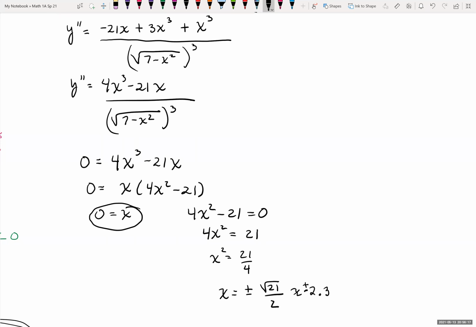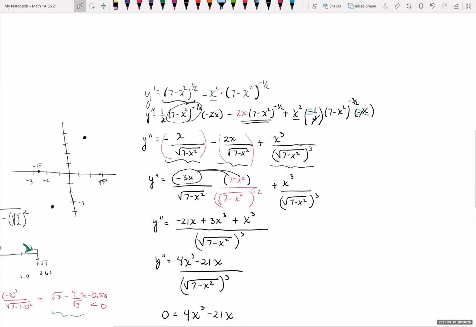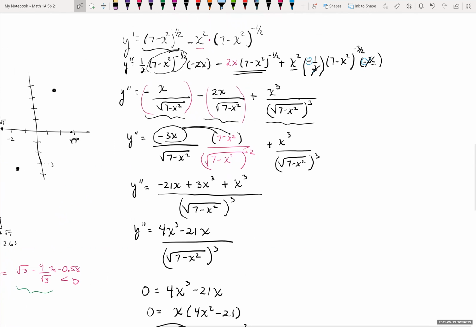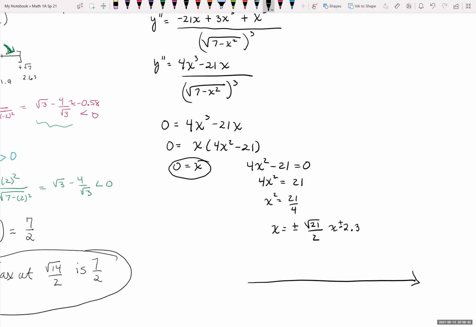So we want to know, was that in our domain? And we said that negative, positive, and negative root 7 was 2.6. So that is in the domain. And we have to check if it's concave up or concave down. So we have a negative 2.3, we have a positive 2.3, we have a 0, and the square root of 7 again was 2.6. So negative 2.6 about, positive 2.6. So we got to check quite a bit.